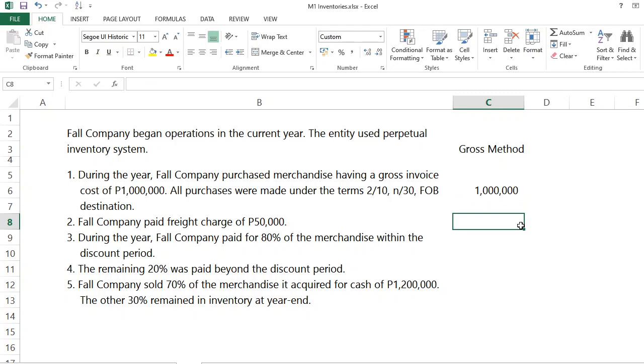And then, nagbayad daw kag 50,000. So, that would be minus 50,000.